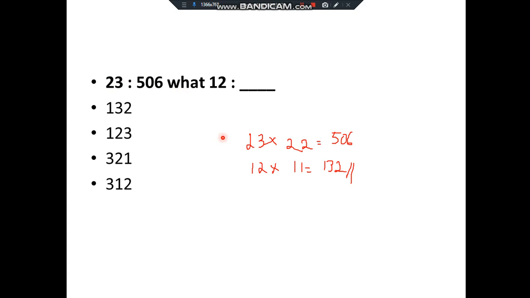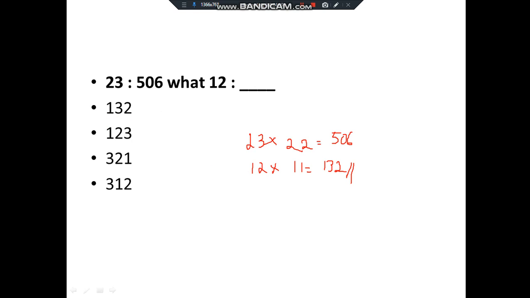That is 12 into 22. You will get some other answer, but that is not the option. So just see 23. Next number is 22, right? That means below number. Similarly, 12 into below number is 11, right? So 132. Yes, that option is there.